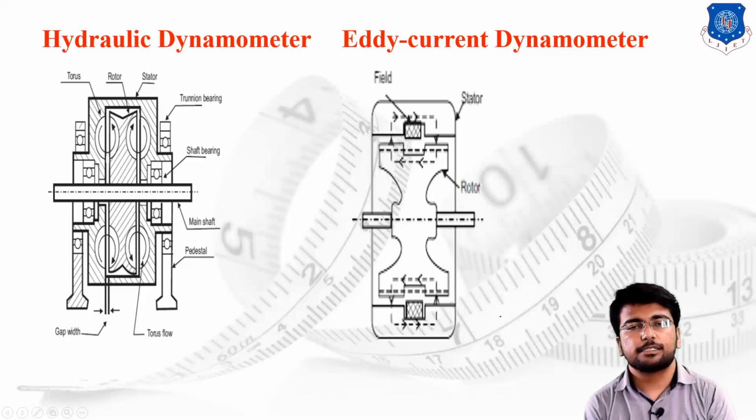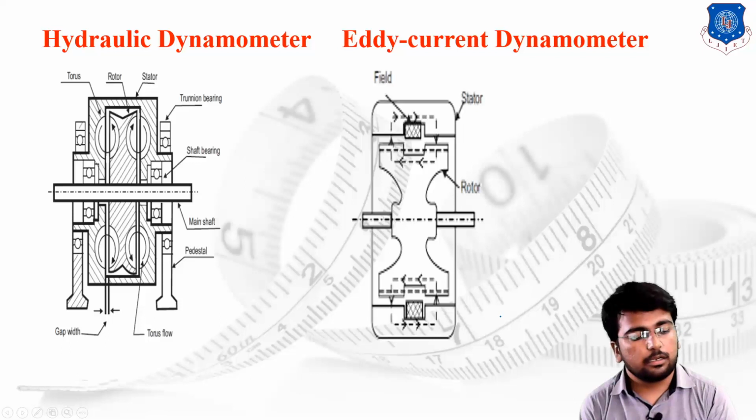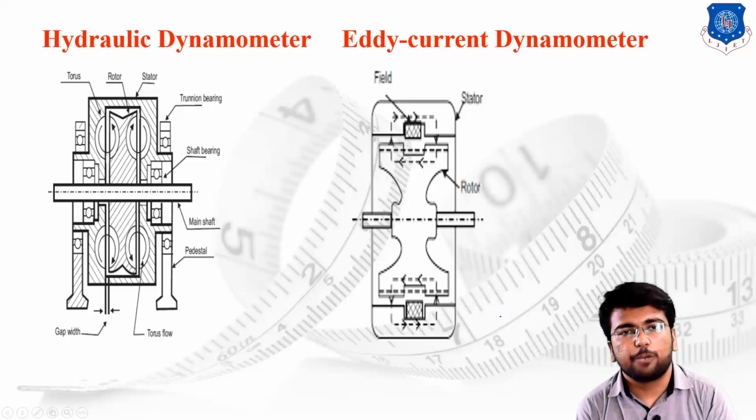So guys, this is the eddy current dynamometer. Over here we are wrapping up our lecture. We have discussed three different dynamometers: the first one, the rope brake dynamometer, then the hydraulic dynamometer and the eddy current dynamometer. This is the end of the topic named torque measurement, or shaft power measurement, or the shaft power measuring instruments.